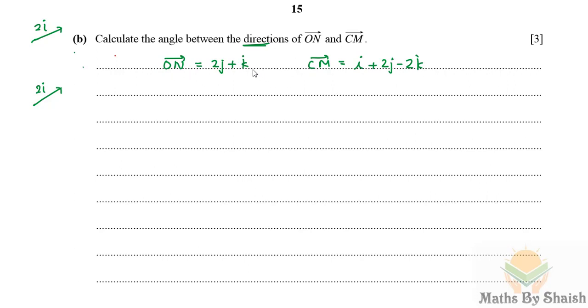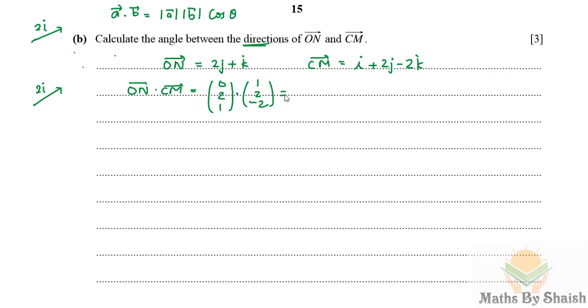Now if we have vectors A and B and we want to find the angle between them, it is defined by this formula: the dot product A dot B is the magnitude of vector A into the magnitude of vector B and cos of the angle between them. So here we are going to calculate ON dot CM first. Here there is no i, so it is 0, 2, 1, dot product with 1, 2, minus 2. It is multiplied component-wise. 0 into 1 is 0, plus 2 into 2 is 4, plus 1 into minus 2 is minus 2, so it is 2.